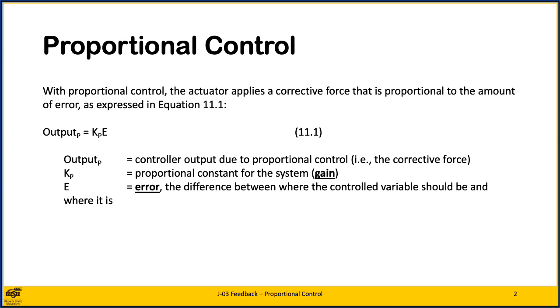We now consider more sophisticated control strategies that require smart controllers that use op-amps or a microprocessor. The first and most basic of these strategies is called proportional control. With proportional control, the actuator applies a corrective force that is proportional to the amount of error, as expressed in equation 11.1, where the output of the controller due to proportional control, output P, is equal to the proportional constant of the system called the gain times the error, which is the difference between where the control variable should be and where it is.